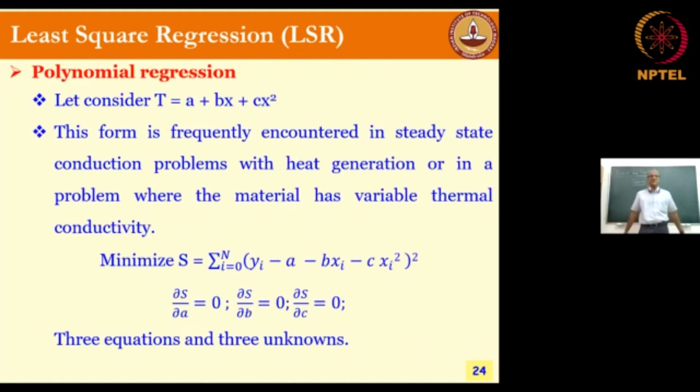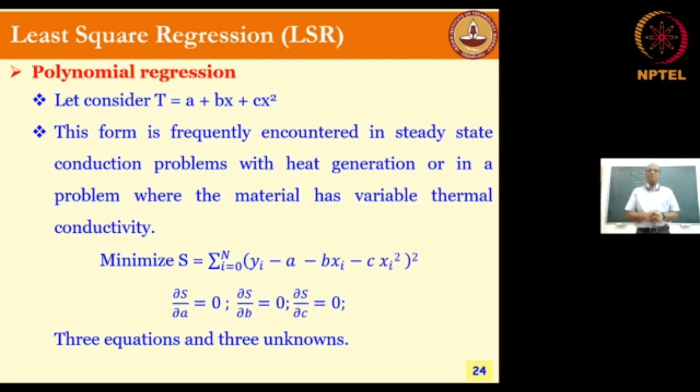Polynomial regression. Consider T equal to A plus Bx plus Cx square. This is frequently encountered in steady state conduction problems. We have already seen that if the thermal conductivity is a linear function of temperature or x or whatever, you'll finally get a quadratic form for T. Minimize the sum of y minus y fit whole square. Dou S by dou A equal to 0, dou S by dou B equal to 0, dou S by dou C equal to 0. There are three equations and three unknowns A, B, C.